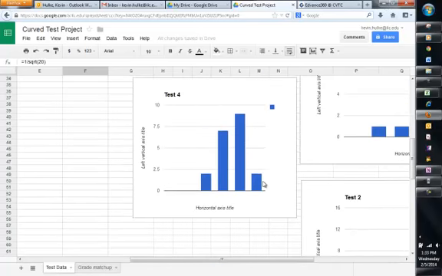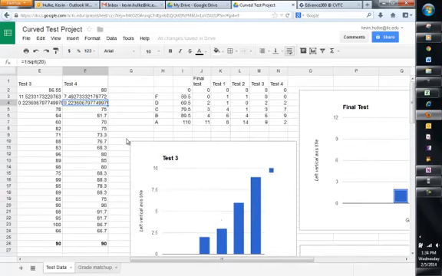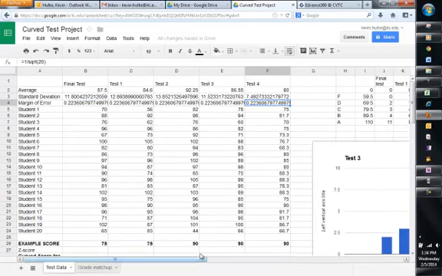Test 3, it looks a lot like this one that we had for test 1. Notice the scores are pretty spread out, about the same as they were when we had test 1. The test 3 average and standard deviation are pretty close to the test 1 scores and standard deviation. Test 4, notice, almost nobody got an A. Only 2 people got an A. Most of the people got B's, and a few people got C's and D's. Test 4 was our lowest average and our smallest standard deviation. So everybody didn't do very well on test 4.